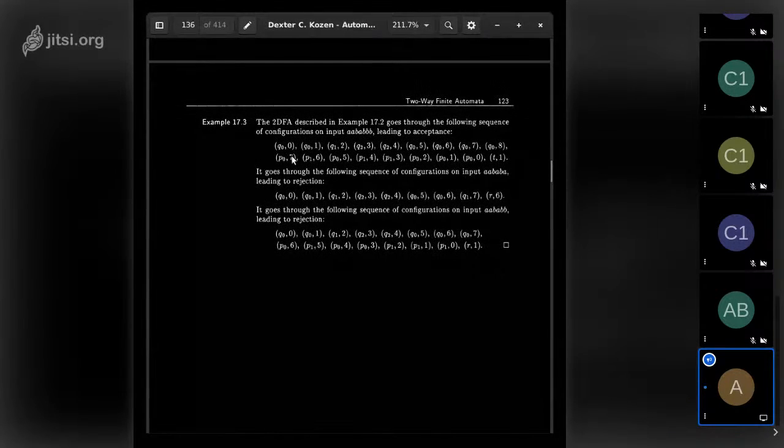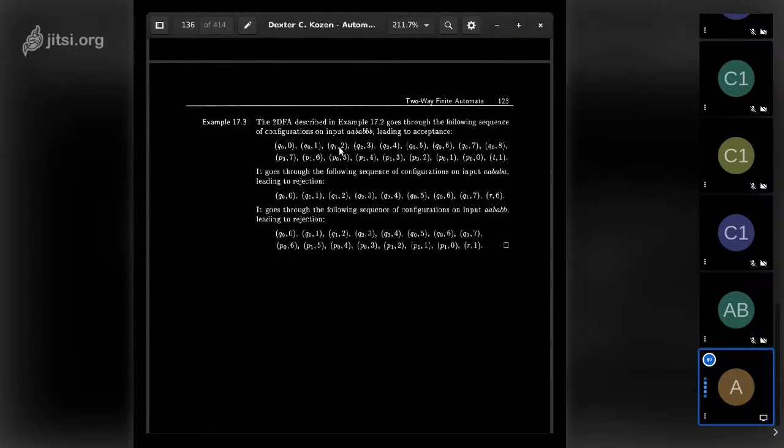Okay, so on Q0, the first symbol is A. As per this, on Q0, if you read A, you will move to Q1 and R. That is why it is Q01. You will move to Q1 and one step right. One step right means +1, so you will move to Q12. This means you are in state Q1 and the current read head is positioned at the second position.